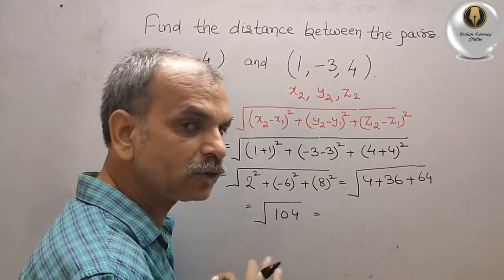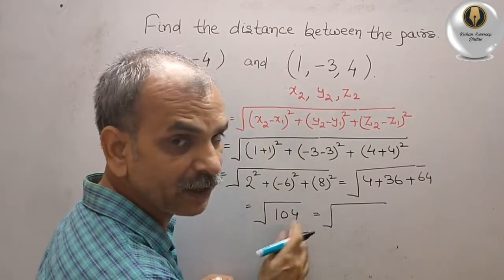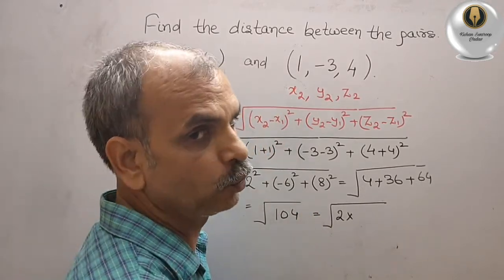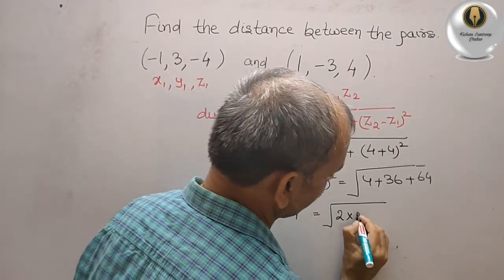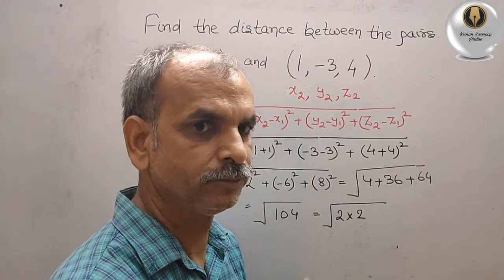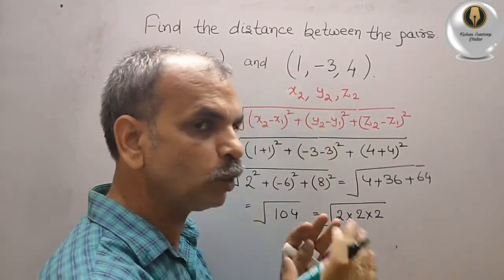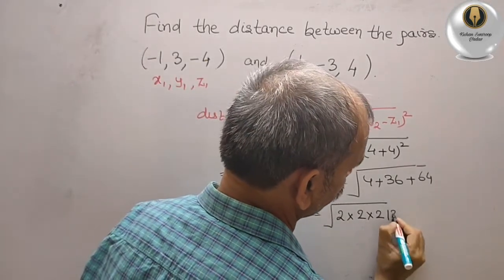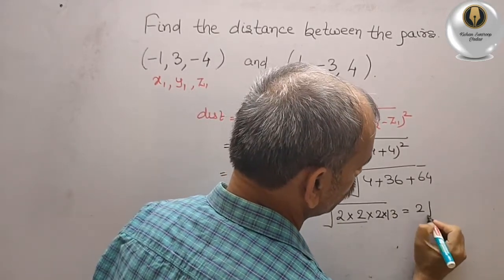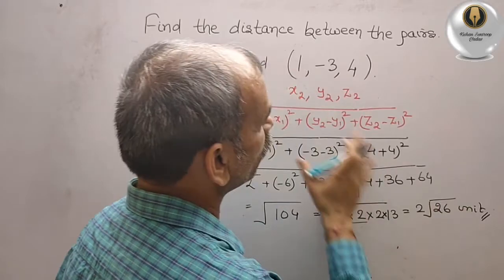Now we will take out the factors of this. First we will write 2, it's even. 2 into 52. Again, it's even, so we will write 2 here. 52 means 2 into 26. Again 26 comes, again 2. That is 2 into 13. So that is equal to, now pair it, you will get 2 root 26 units. This is your distance of this equation.